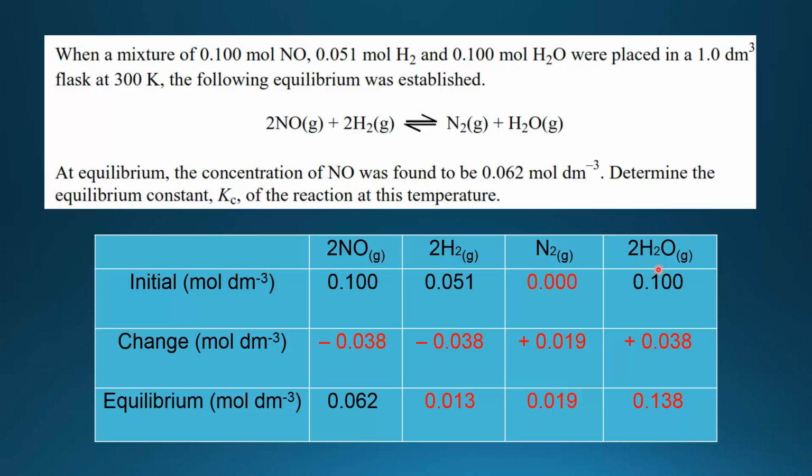Next we'll do our water vapor, and the coefficient is the same for the nitrogen monoxide and the water, so the change is going to be plus 0.038. We add the change to the initial to give us an equilibrium concentration of 0.138 moles per decimeter. Now that we have our equilibrium concentrations for the reactants and the products, we can move on to the next stage of the calculation.